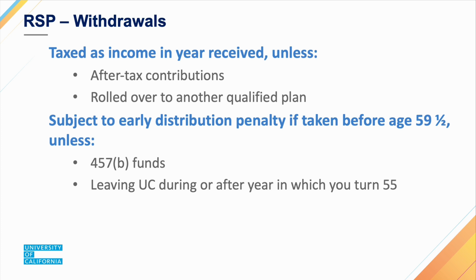You would not be subject to early distribution penalties if you leave UC during or after the year in which you turn 55. There are additional situations in which the early distribution penalty may not apply, and I'd encourage you to refer to the retirement handbook and/or the special tax notice on UCNet for more information.